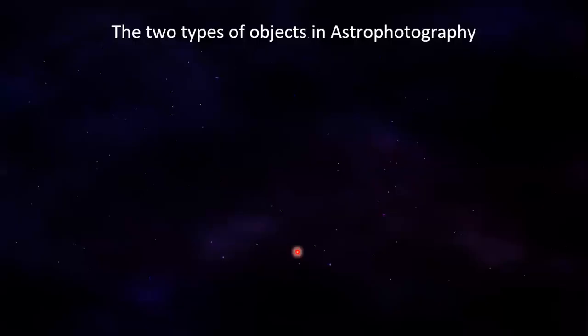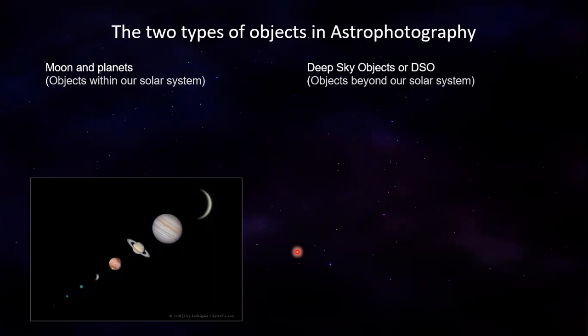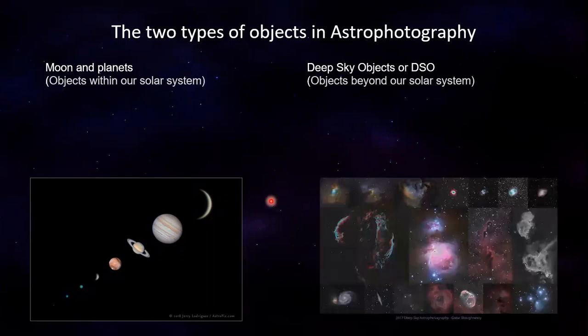Now, in astrophotography, there are two types of objects. The first one is the objects which are within our solar system, which are the Moon and the planets. And the other one is deep sky objects, or the objects that are present beyond our solar system. Now, you all must have seen the planets in the night sky. They are quite bright and very obvious. But on the other hand, the deep sky objects are very tricky and we can't see them with our naked eyes, just like that.